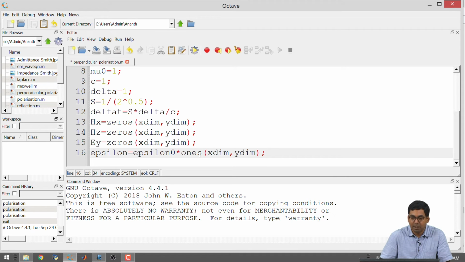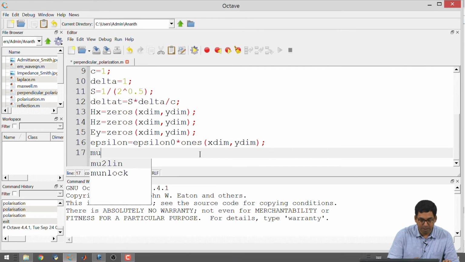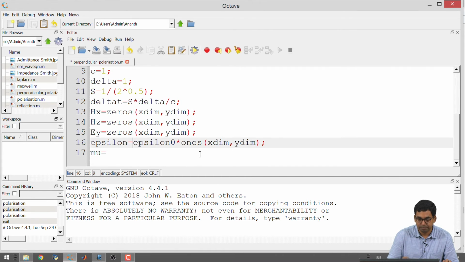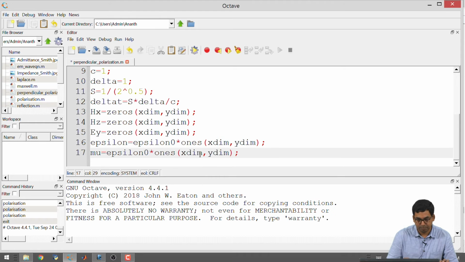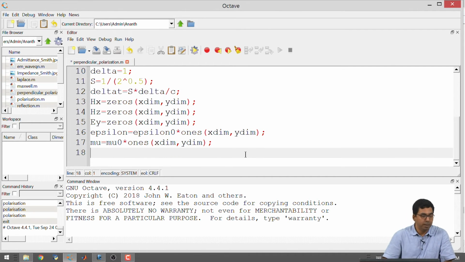Okay. ones actually creates a matrix with dimensions x dim, y dim, with all the elements being equal to 1. Remember that you cannot put epsilon equal to 0, because 1 by square root epsilon naught mu naught is the velocity, it will become infinite and the whole theory will fail, right. Similarly, you can also have mu is equal to mu naught times ones of x dim comma y dim.